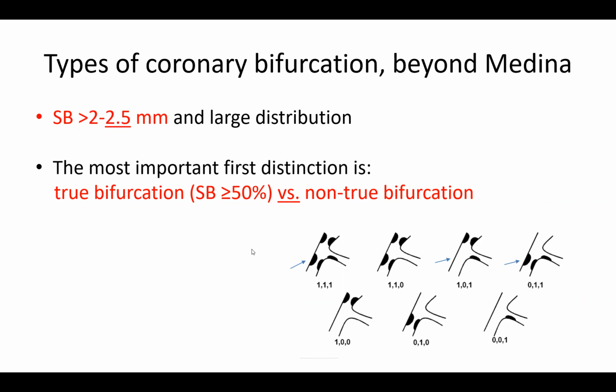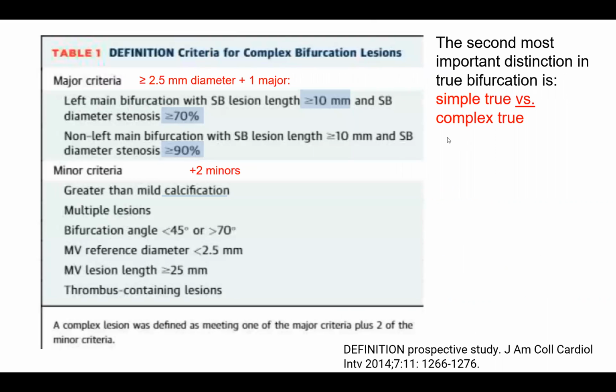That's the first subtype. The second most important classification that people don't know well, that is really key in your planning of the procedure, is to understand exactly within the true bifurcation, what is simple true versus complex true.